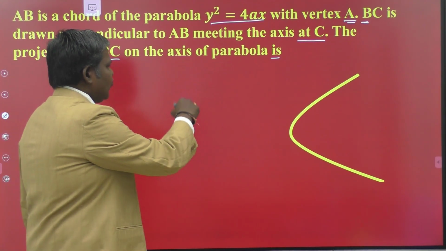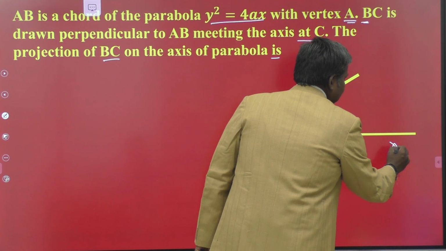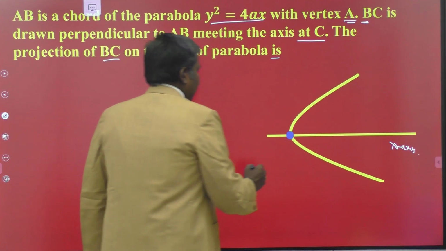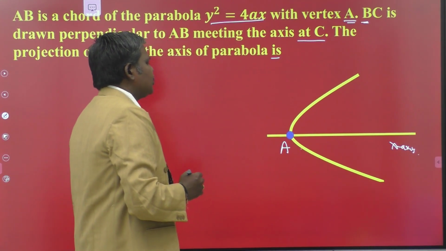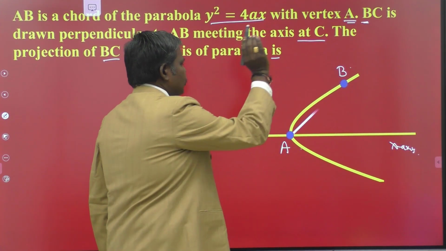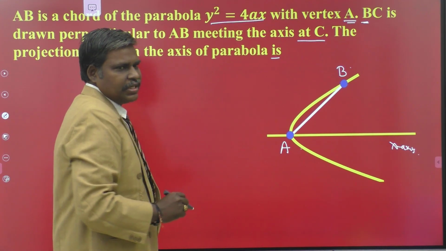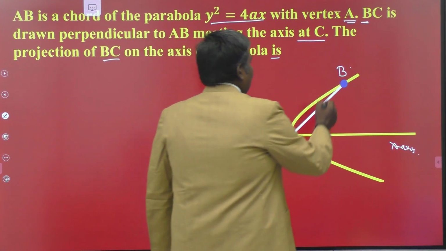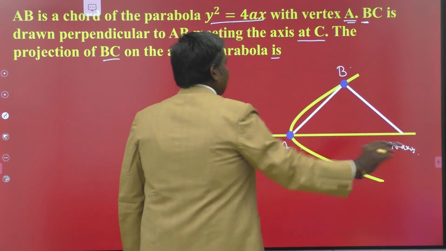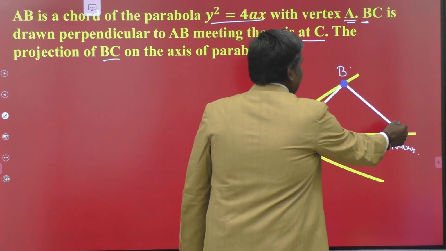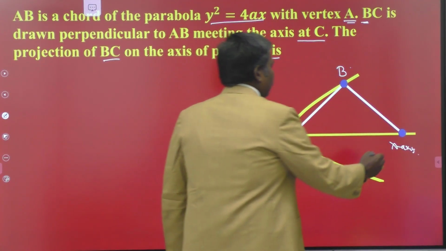This is the parabola y square is equal to 4ax. This is the axis. What is the axis of the parabola? X-axis. Now AB is a chord of the parabola. This is point A, the vertex of this parabola, and B is another point on the parabola. If we join like that, we get the chord AB. Now we are drawing the perpendicular at B to AB. It meets the axis at that point C.